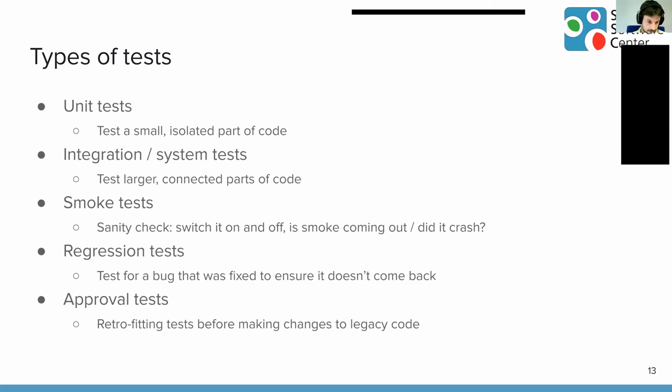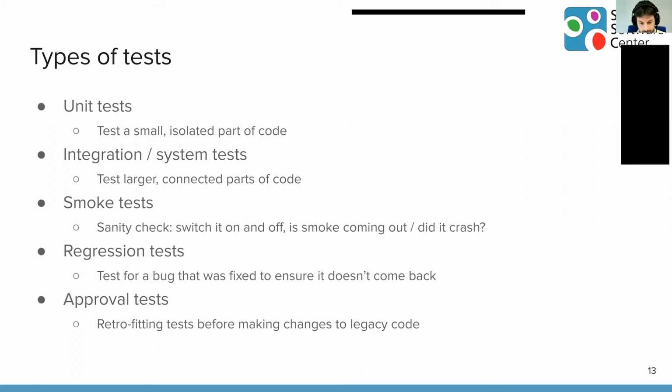And then there are two other types of tests I would like to mention. One is regression tests. So here, if you find a bug or a mistake in your program, then you ideally would write a test which demonstrates this bug, and then you fix the program, and then your test passes, and you're done. And this regression test you keep, and it checks that your mistake doesn't come back.